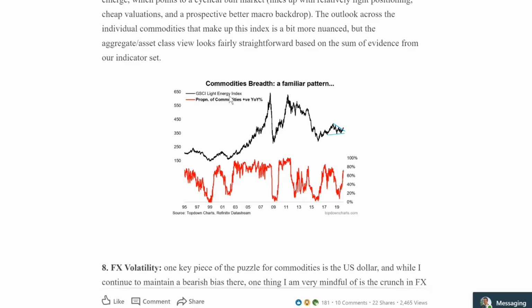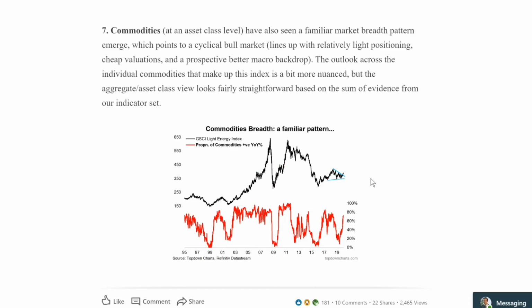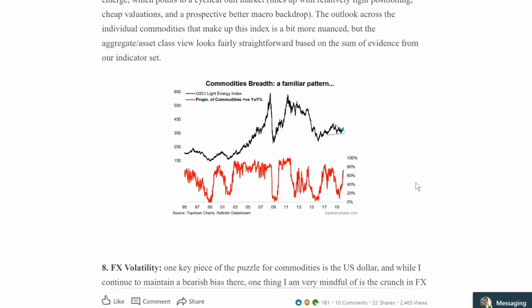And then on my valuation indicators, as you might have gathered also from chart number 3, that growth assets versus defensive assets, commodities are cheap on my indicators. I mean, there's a bit of nuance across commodities, and I can probably go into that another time, but at an aggregate asset class level, it's looking pretty good for them this year.